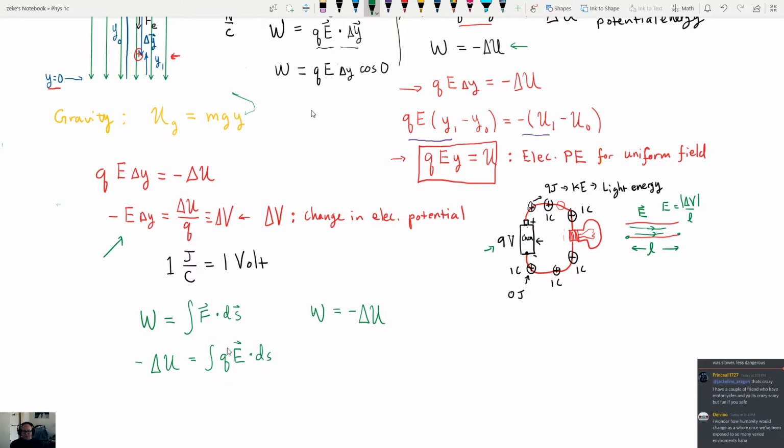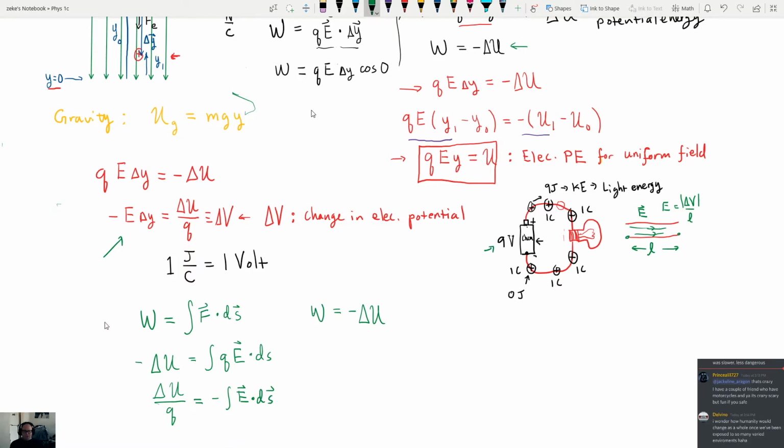And now we'll do the same thing as before. We'll divide the q to the left-hand side. I'm going to move the negative sign to the right-hand side. So delta U, we divide the q over here. Charge is always going to be something that's a constant. And so we end up getting the negative integral of E dot ds. And we'll see how to apply this soon. We're just working on a definition, right?